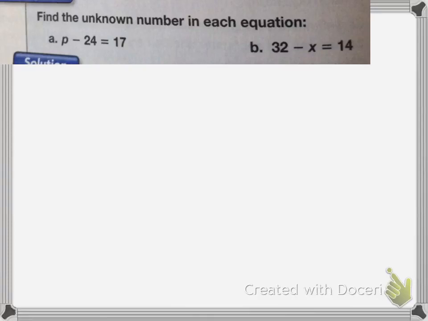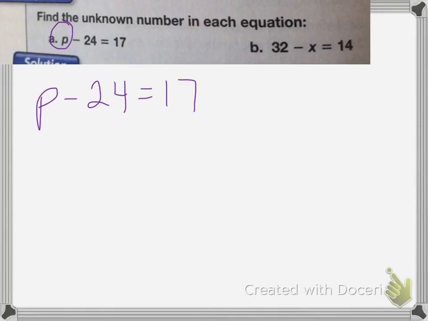Okay, with subtraction, it's a little bit trickier because what we do will depend on which is missing, the minuend or the subtrahend. So if the minuend is missing, that's the first number, I'm going to have to add to find it. Because if you think about it, you have p minus 24 equals 17. So I have to have a big number minus 24 to equal this number here. If the number was smaller, you would get a negative answer.